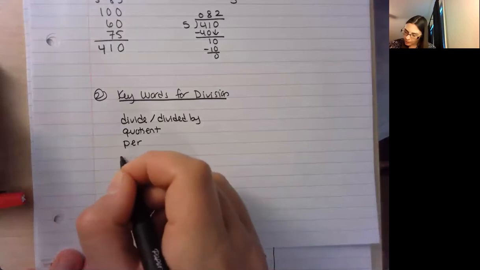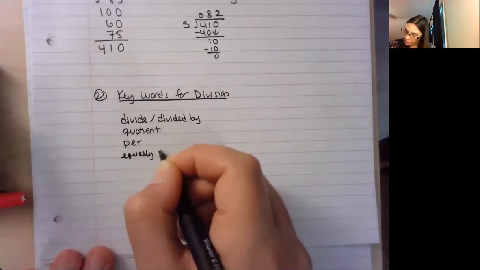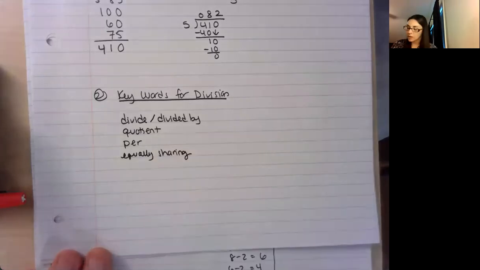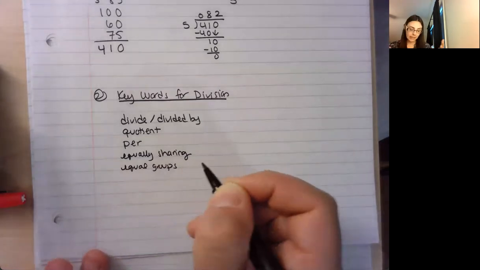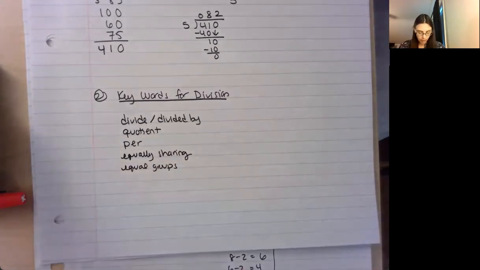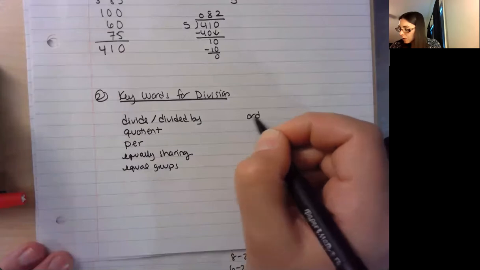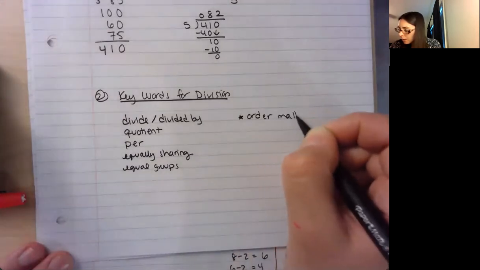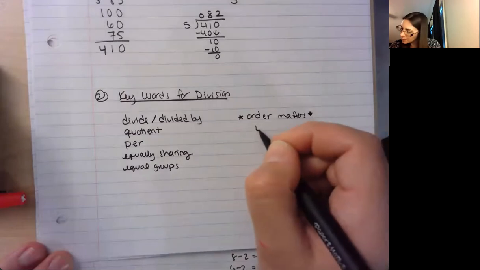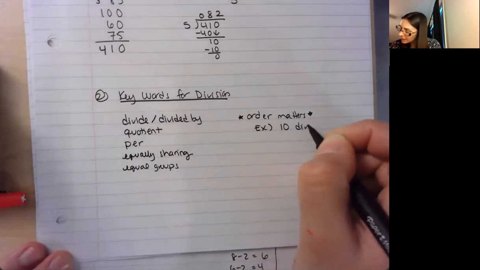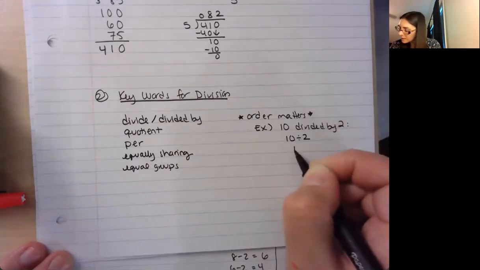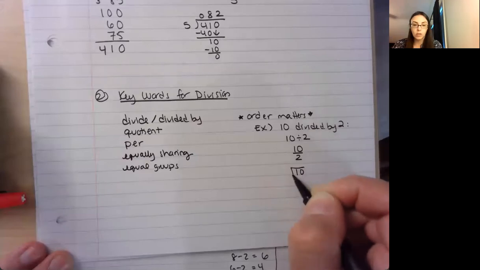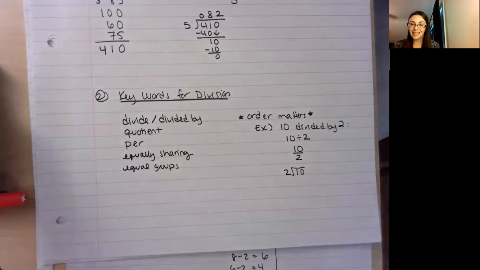If you talk about equally sharing something or anything going into equal groups, then that also typically means division as well. One thing you do want to be careful here is that order does matter. So keep in mind that order matters. So if I say, for example, 10 divided by 2, that means 10 divided by 2. So you do have to go in the order that it is given.